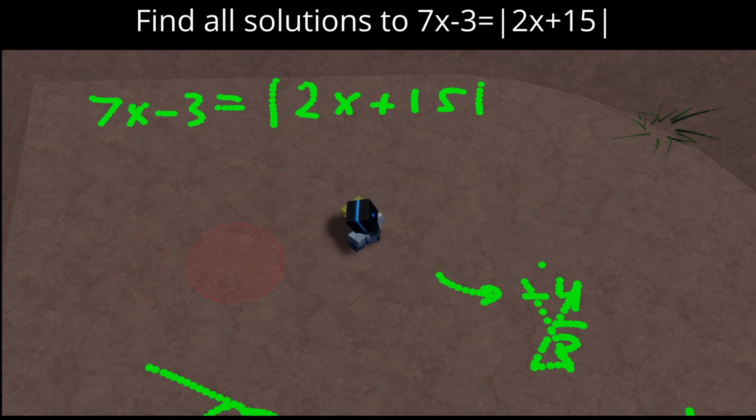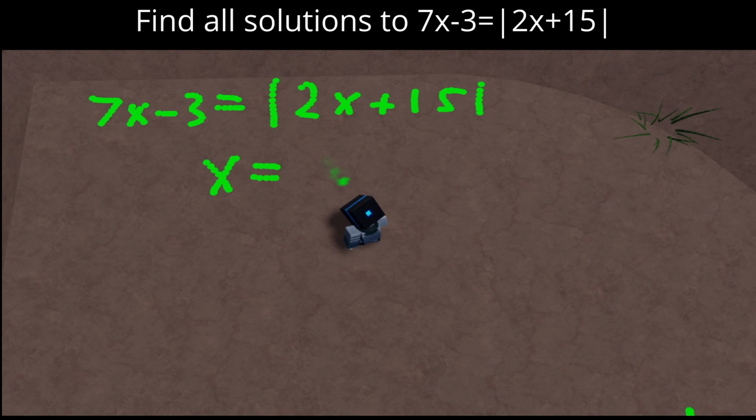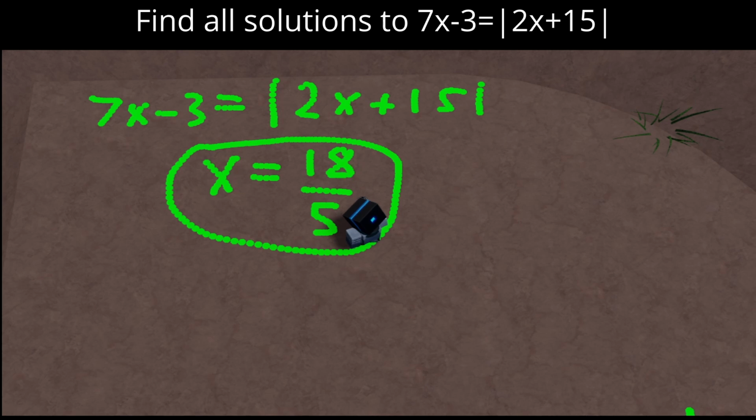So I'm just going to erase all this here to write down our final solution. Our solution is x is equal to 18 fifths, because we had two solutions, but one of them turned out to be false. And this is why it's important to check your answers when solving absolute value equations.